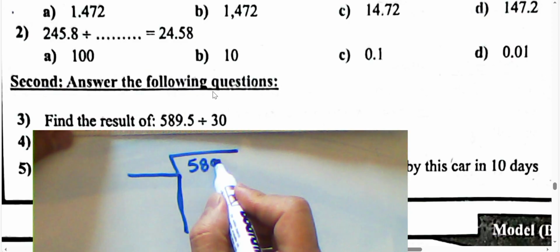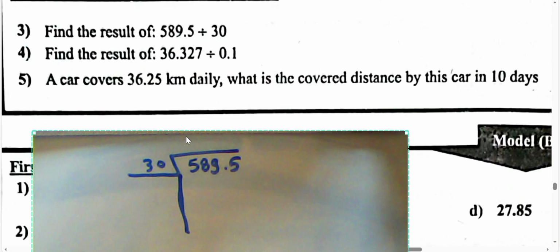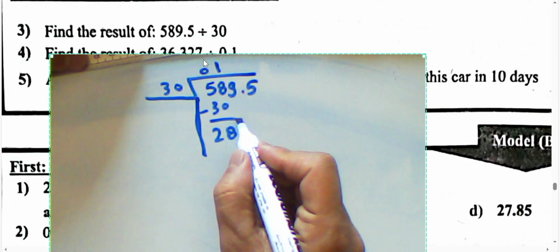Next question. Find the result. We want to divide it by 30. We use the standard algorithm to find the answer. The dividend is 589 and 5 tenths divided by 30. Look at it with me. First step, 58 divided by 30. Let's choose a number. Write 0 and 1. 1 times 30 is 30, and then find the difference. 8 minus 0 equals 8. 5 minus 3, 2, drop 9.